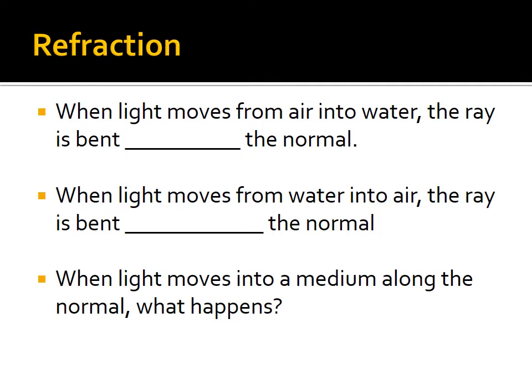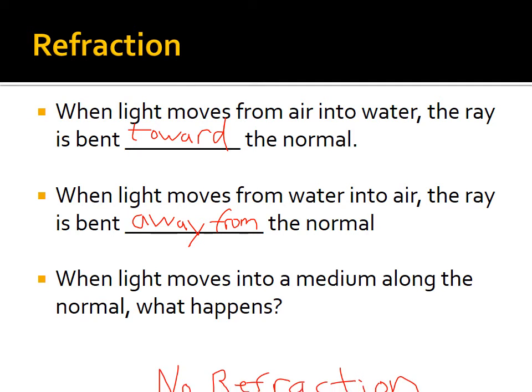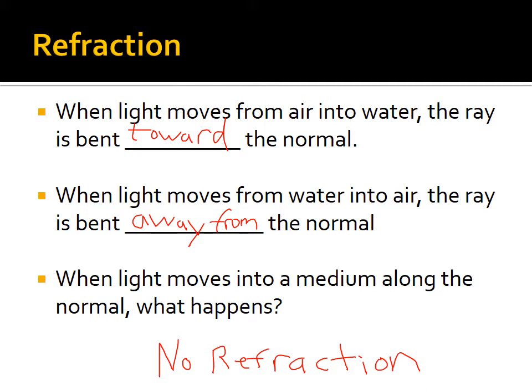When light moves from air, which is not dense, into water, which is more dense, the ray will be bent toward the normal. When light moves from water into air, so from something dense into something that's not very dense, the ray will be bent away from the normal. If light comes in at a 90-degree angle, straight in along the normal, there's no refraction whatsoever. The light won't be bent if it comes in at 90 degrees.